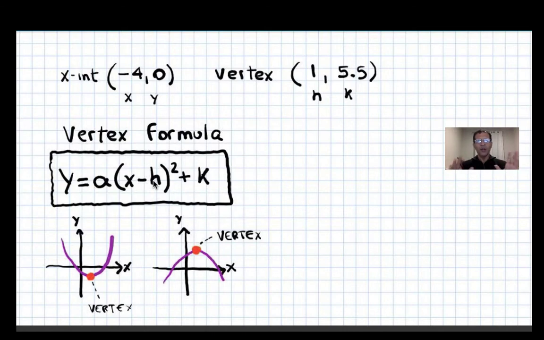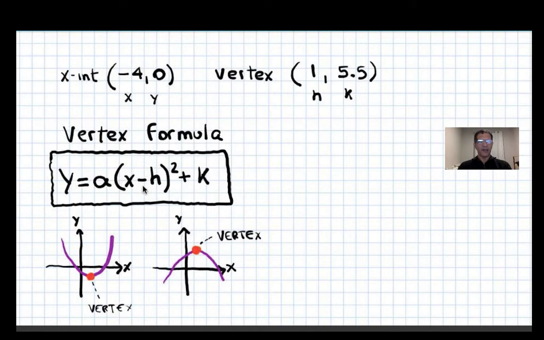So in order to avoid confusion when using this formula, we are calling the x-intercept x and y. So the x-coordinate is -4 and the y-coordinate is 0. And h is 1 and k is 5.5. Why all these letters? Because all these letters appear in the formula. Okay, y equals a times (x minus h) squared plus k.